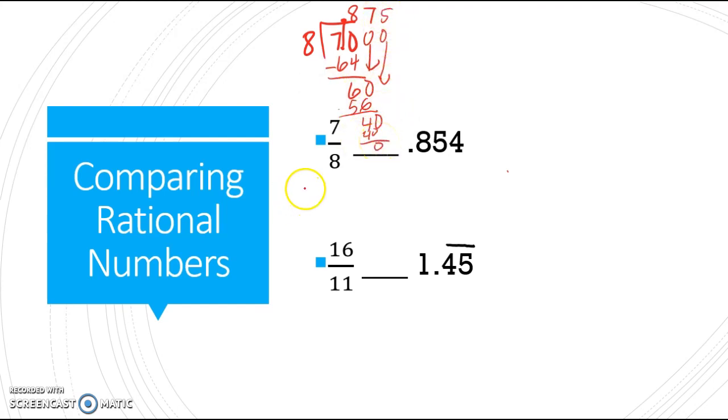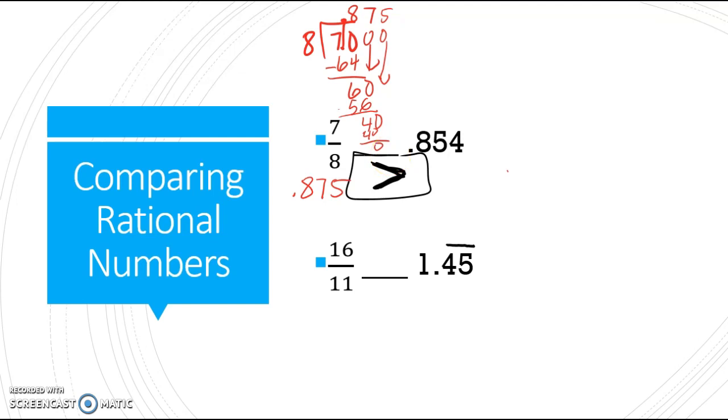So here, 7/8 is 875 thousandths, and we're comparing that to 854 thousandths. So here, 7/8 is larger, is greater than 854 thousandths. So that's our answer there. Again, we're going to do the same thing on our second problem.